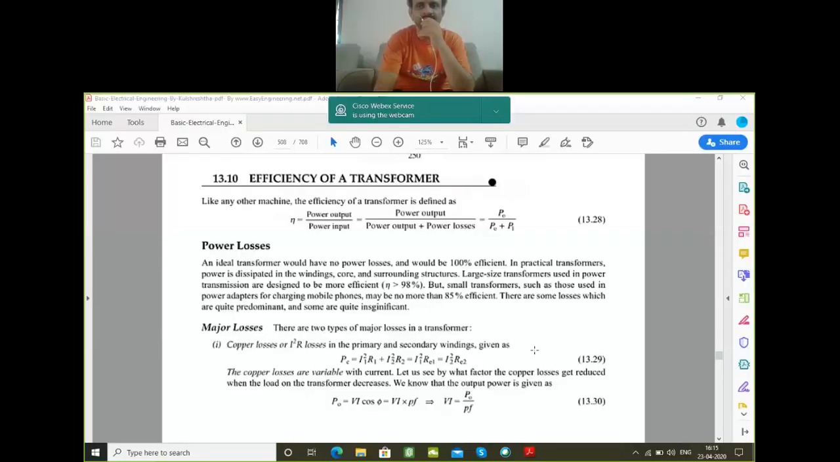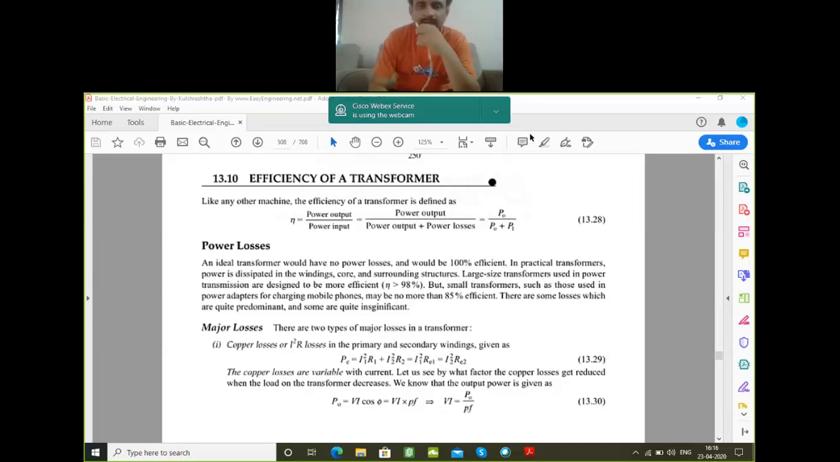Last class we were discussing the efficiency of the transformer. We saw that the efficiency of the transformer is the ratio of the power output to power input. We also saw that the power input given to the transformer is transmitted to the output, that is the secondary terminal, and some of the power is lost. So total input power is equal to the power output plus the losses.